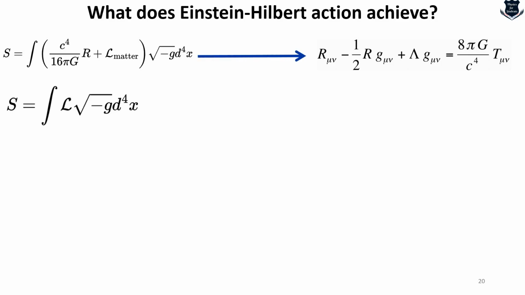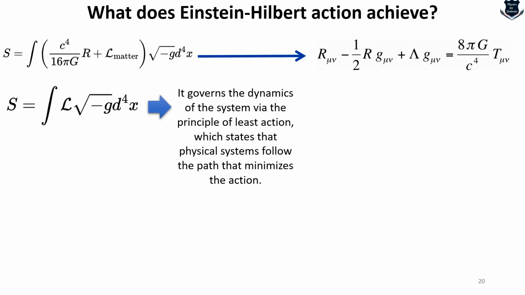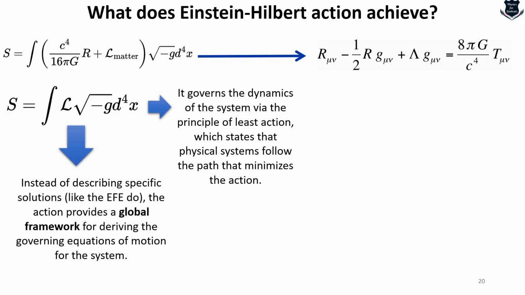This is one part. Second is that the Einstein-Hilbert action is much more dynamic, and it encodes the dynamics of space-time and geometry and its interaction with matter through a single scalar action. Scalar action means that it would be invariant and it would be easier to understand. Also, for describing specific solutions, the action provides a global framework governing the equations of motion for the system.